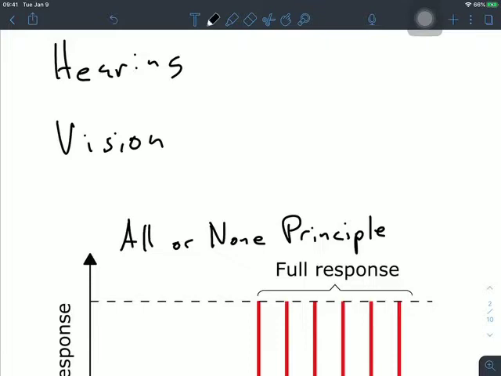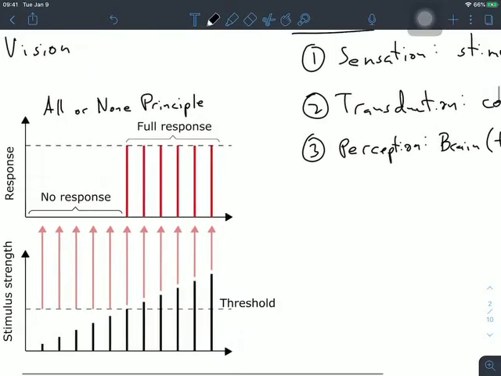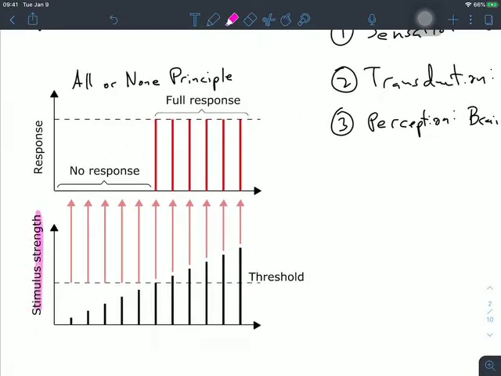The general idea behind the all or none principle is illustrated by these graphs. You have first some sort of strength of stimulus, so how strong the thing is that you are detecting, how intense is the poke, how strong is the smell. And we see that weak smells or weak pokes will elicit no response. Once you reach some sort of threshold that can incite the action potential, you get a full response. Touch is detected, smell is detected.